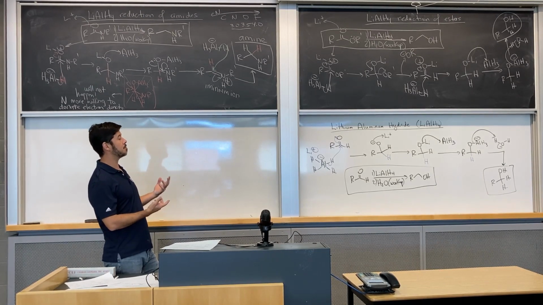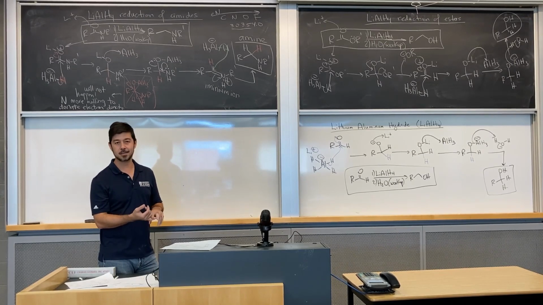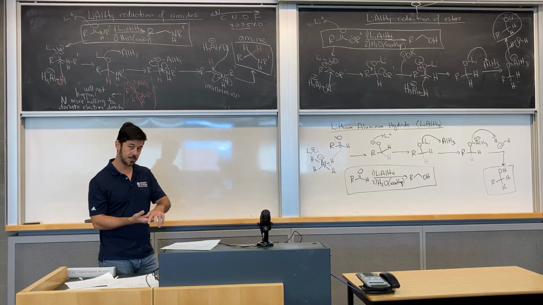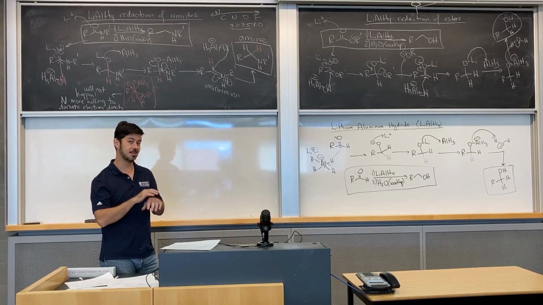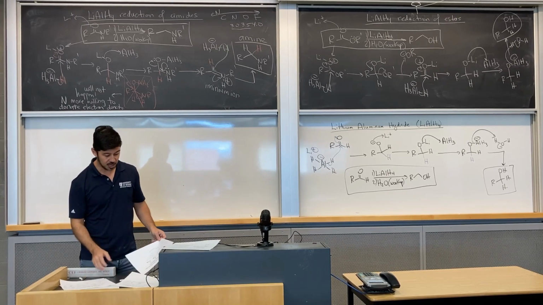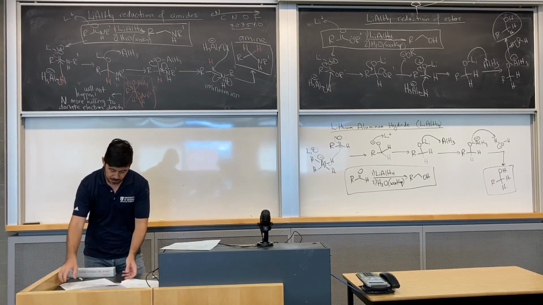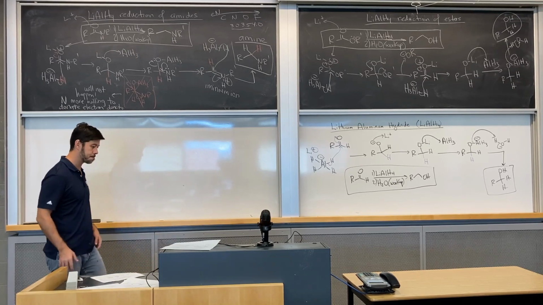And furthermore, it might not be practical if you have a molecule that has aldehydes, ketones, esters, amides, and maybe you only want to reduce one or two of those functionalities and not all of them. So let's take a look at a gentler reducing agent. And this is called sodium borohydride. It's a milder form.